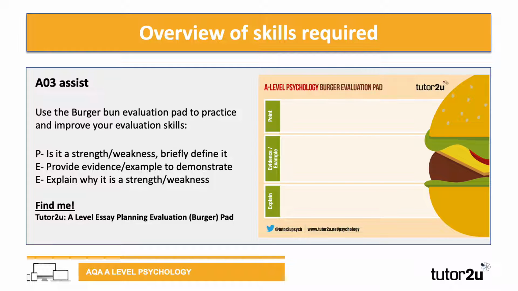The next point is the E, one of the E's. So we're going to provide evidence or an example to demonstrate the strength or weakness. So we might refer to a particular part of the study or a particular finding, for example. The last E is explaining why it is actually a strength or weakness. So you're explaining, with regards to the evidence and example that you've given, why that is a bad or why that is a good thing, for example.